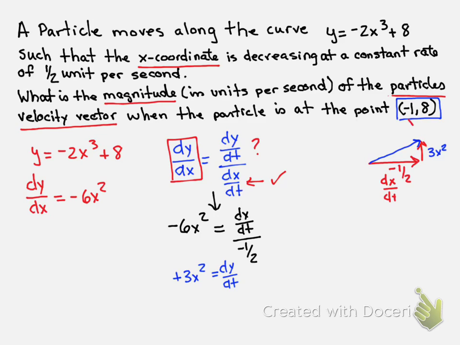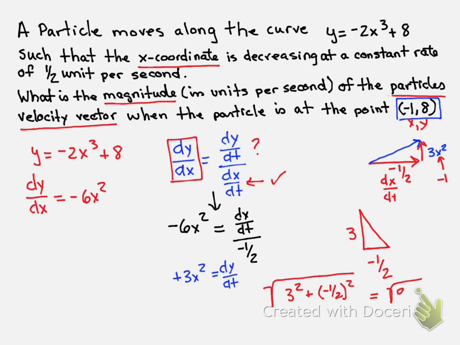And they did give me the point that we were looking for. The point is x is negative 1, y is 8. And x is the value I need. So negative 1 squared is 1 times 3 is 3. I'm really looking at a triangle that has a rate of negative 1/2 in the x, 3 in the y, and so my magnitude will be 3 squared plus negative 1/2 squared, or the square root of 9 and 1/4.